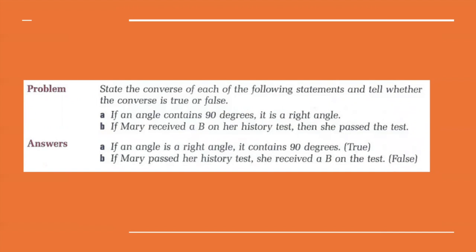For letter B: If Mary received a B on her history test, then she passed the test. The converse of this statement would be if Mary passed her history test, she received a B on the test, which is false because she could have received an A to pass.